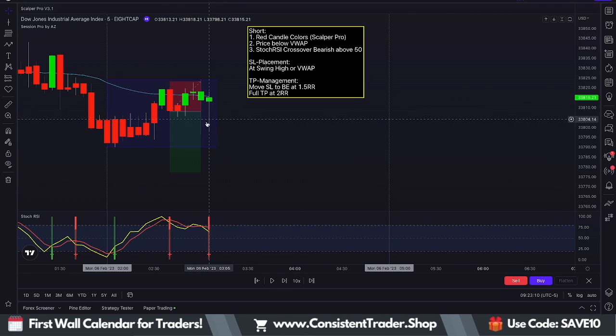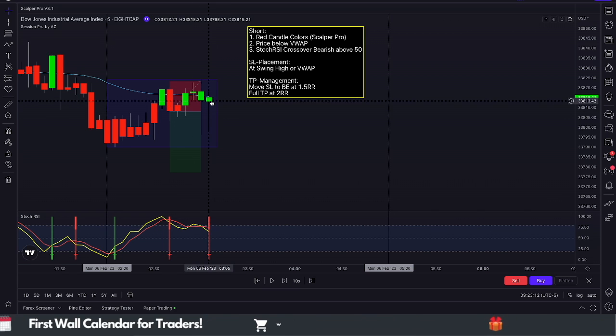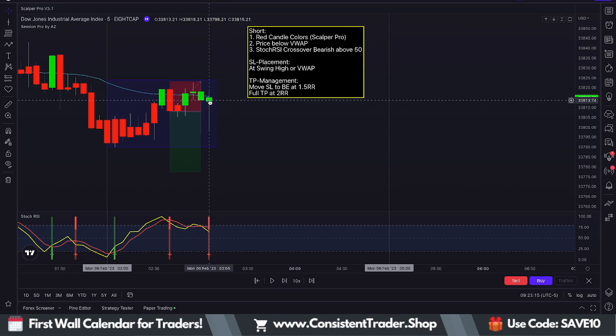And we got our bearish crossover, but right now we have a green candle color. The Scalper Pro is currently colored in green, so we are not going to enter based on this candle.